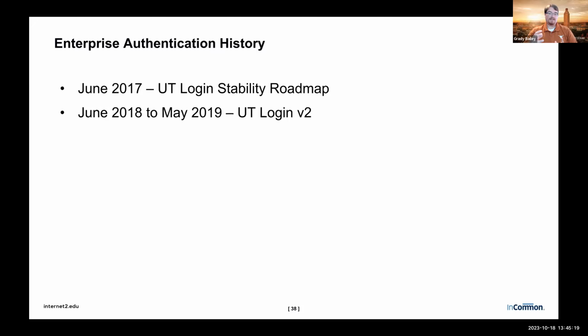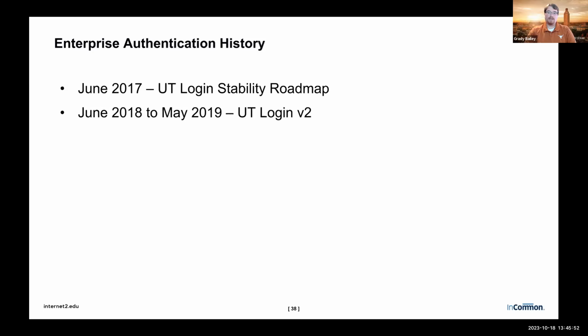On top of the stability roadmap, we decided to implement what we called UT Login V2. This was the next version of that vendor product and the next step in what was going to be central web SSO at UT Austin. We were going to move to the latest and greatest version of this vendor product and build that out. And that was going to be the successor to UT Login and solve all of our problems. That project ran for a while, and it wasn't as easy as we hoped it would be.